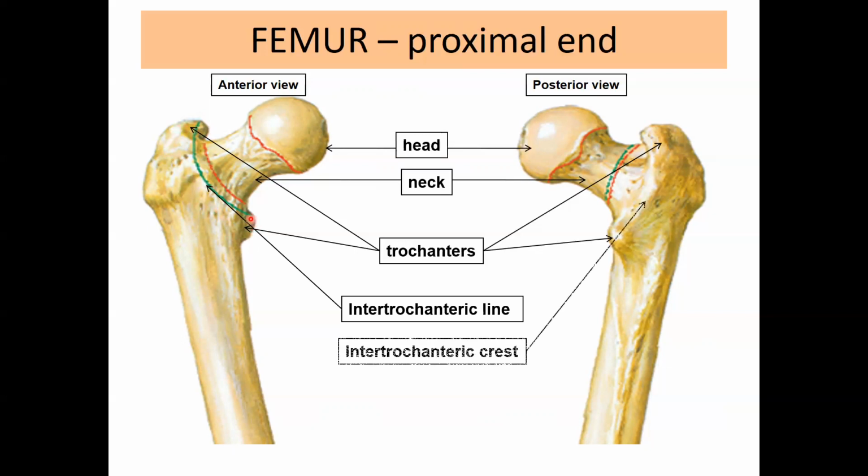Posteriorly, there is the intertrochanteric crest. The posterior has a crest, the intertrochanteric crest, because actually the crest is more prominent. The line is just imaginary, and the crest is more prominent, so it is actually slightly elevated, in between the greater and the lesser trochanter.